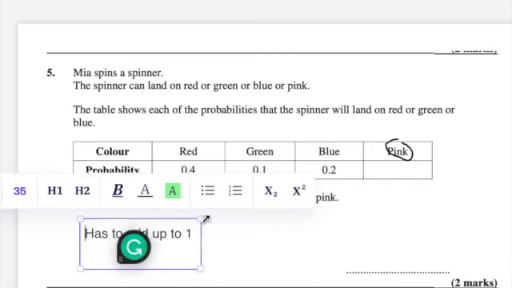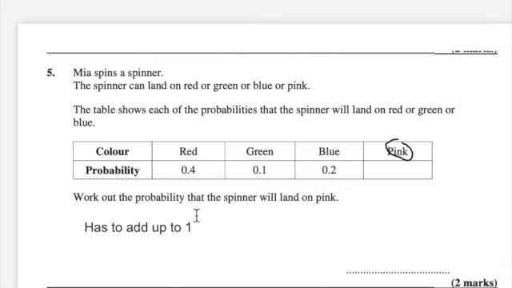You add that up and you take it away from 1 to find what probability is left over that it will land on pink. So 0.4 plus 0.1 plus 0.2 is 0.7. 1 minus 0.7, because you're trying to find what it is for pink. So you do 1 minus this because you're trying to find the leftover ratio. That is 0.3. Hope this makes sense.